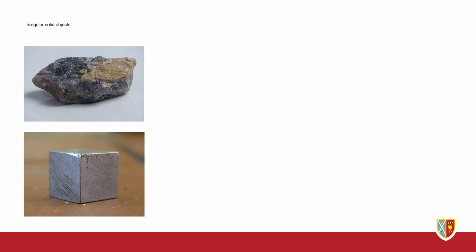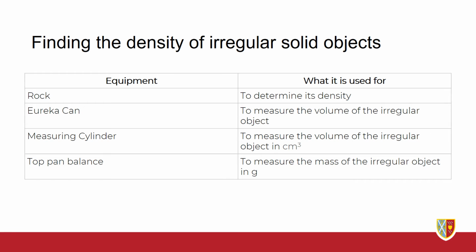Now, on to irregular solids. So it's fairly obvious to see that with irregular solids, we can't measure anything. We can't measure a length, a width, or a height because it varies a lot. So we do something a little bit different for this.